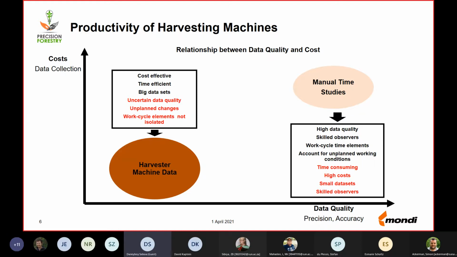And then let's look at the manual time studies. Advantages here: it has high data quality. You have skilled observers on site. Work cycle time elements can be isolated, and it also accounts for unplanned working conditions. Disadvantages of this: it's time consuming, it comes at high data collection costs, and you also get a small data set from spending long periods of time in the field. And again, you require skilled observers. You can't just send anybody to do time studies. They need to go through proper training.